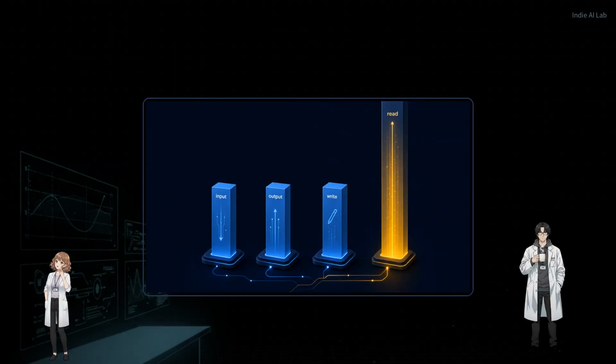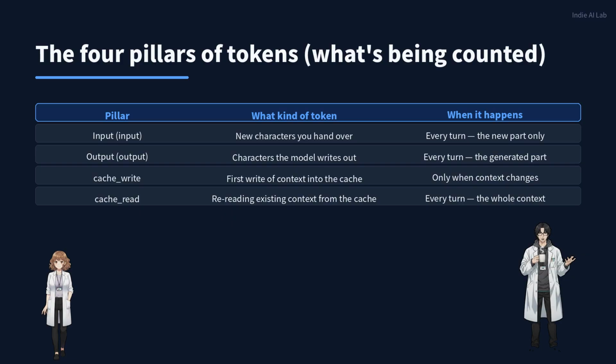The 4 pillars: input, output, cache write, cache read. What's each one? Input is the characters you newly hand over on that turn. Output is the characters the model writes out. So far, just as your gut says. The trouble is the write too.